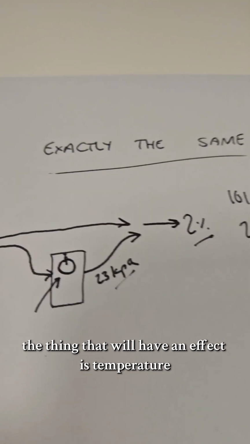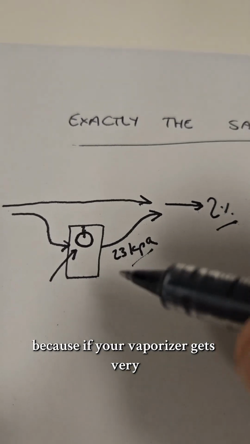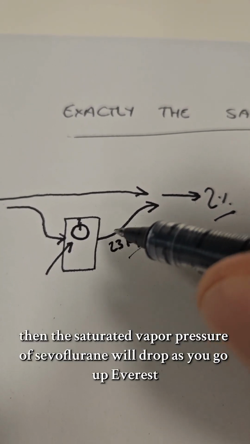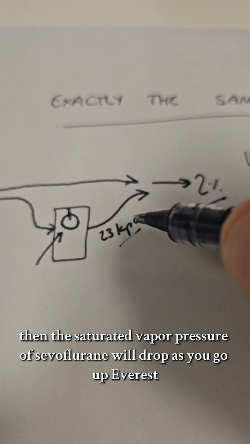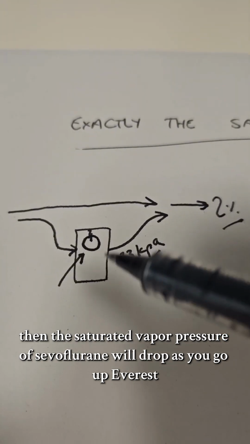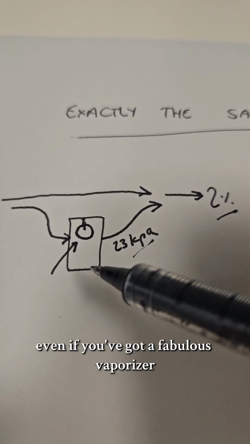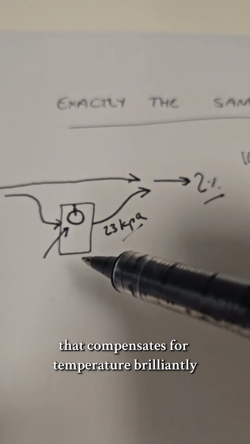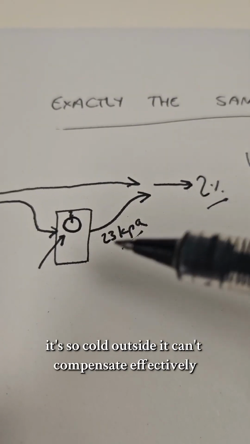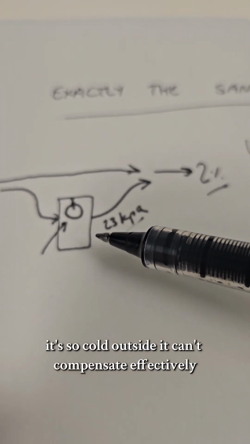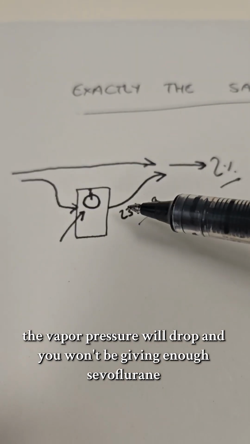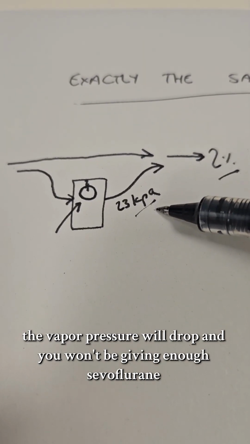The thing that will have an effect is temperature, because if your vaporizer gets very, very cold, then the saturated vapor pressure of sevoflurane will drop. And as you go up Everest, even if you've got a fabulous vaporizer that compensates for temperature brilliantly, there will become a point at which it's so cold outside it can't compensate effectively. The vapor pressure will drop and you won't be giving enough sevoflurane.